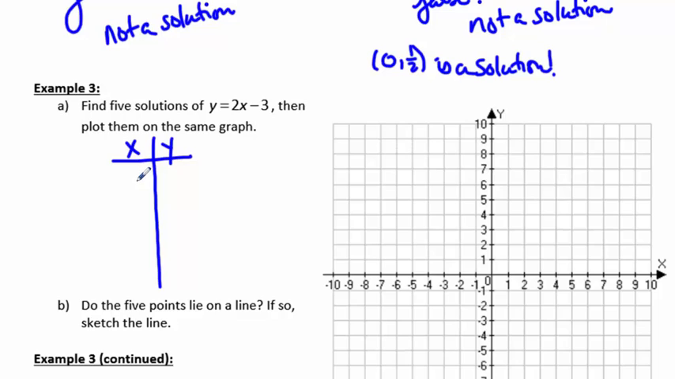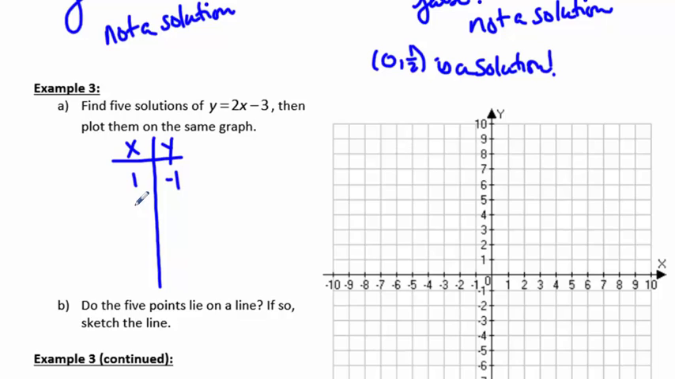So pick any x value you like. For example, 1 is a good x value to start with. Now if I pick 1, in order to make this true, this would be 2 times 1 minus 3. 2 times 1 is 2, minus 3 is negative 1, so negative 1 would be the corresponding y value. There we go. Now pick a couple more x values.